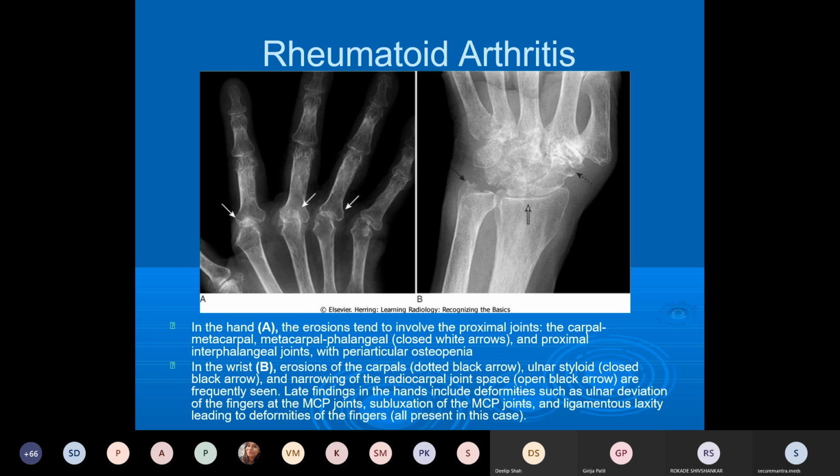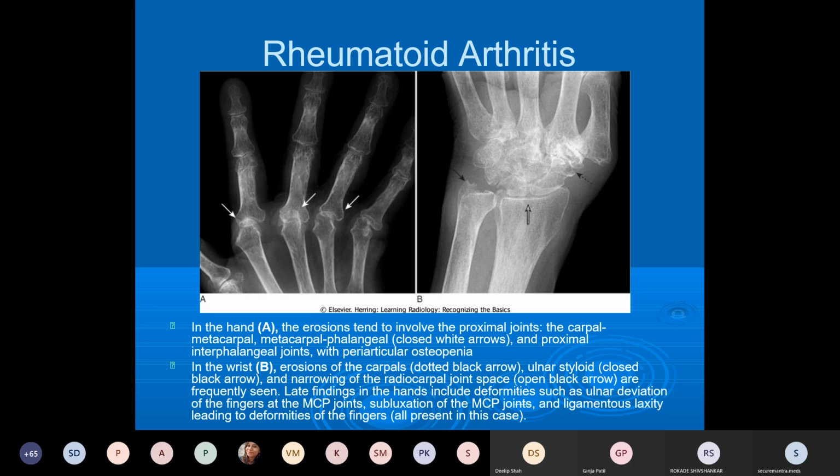Now the next case is rheumatoid arthritis. In rheumatoid arthritis, you will get erosions of the proximal joint space. So in this image, you can see the carpometacarpal joint space and the metacarpophalangeal joint. So there will be erosions of the carpal bones. You can see here also there are certain erosions of the carpal bones and narrowing of the joint space. There is complete narrowing of the joint space.